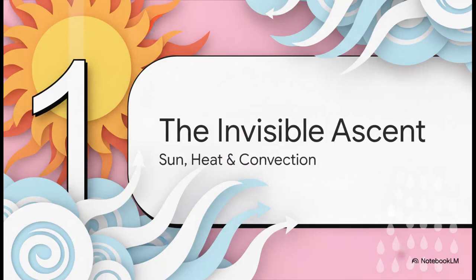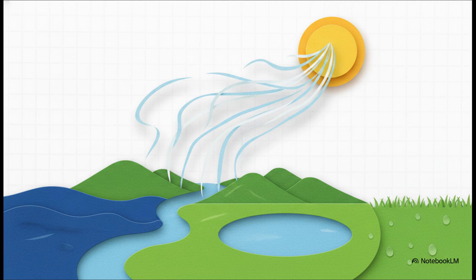Well, to answer that, let's start with part one, the invisible ascent. This is all about sun, heat, and convection. Okay, let's dive into this. This initial phase is really the engine of the entire system, and it's driven completely by the sun and intense heat. Without this initial push, our skies would be completely empty.